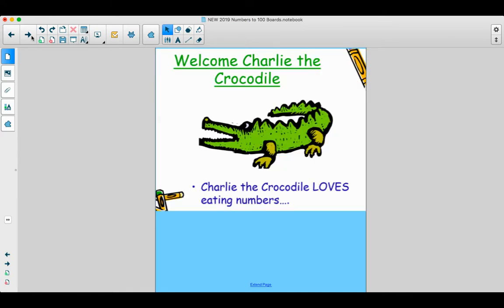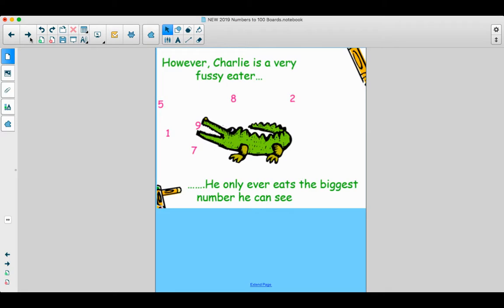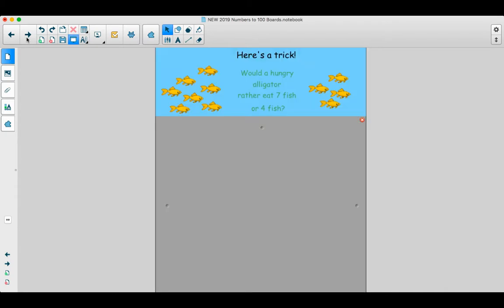So this is Charlie the crocodile, and Charlie the crocodile loves eating numbers. However, Charlie is a very fussy eater. He only eats the biggest number he can see. Here's a trick. Would a hungry alligator rather eat 7 fish or 4 fish?